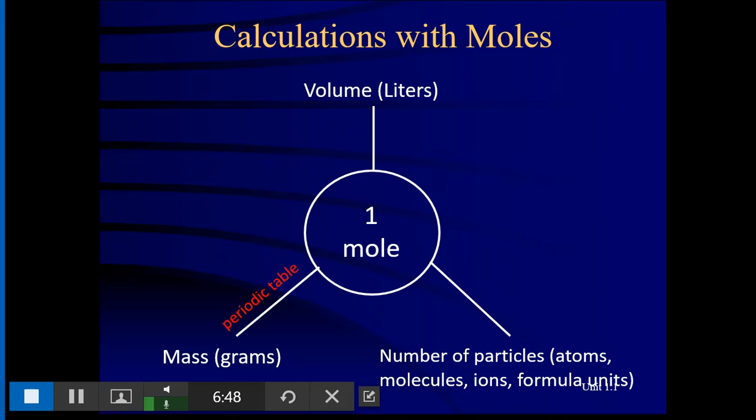To get back and forth between grams and moles, and it doesn't matter which direction we're going, grams to moles or moles to grams, we use the molar mass off the periodic table. If we're going between number of particles and moles, we're going to use Avogadro's number. If we're going to talk about volume, we're going to use this conversion factor of 22.4 liters. However, that is only for gases at STP. We're not going to talk about that today. We'll get to volume later on. So let's look at some practice problems.